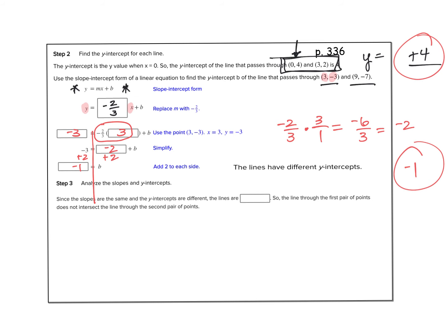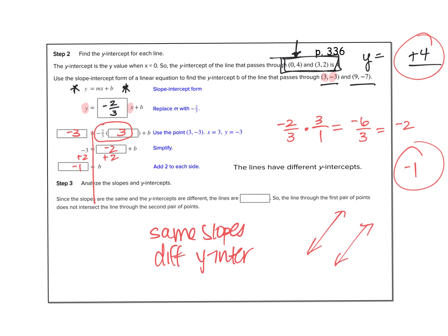So if I remember, they had the same slopes but different y-intercepts. That means these two lines are going to be parallel. They have the same steepness, but they cross at different spots. So the lines are parallel. That means there will be no solution. They will never cross. And that was a lot of work for that.